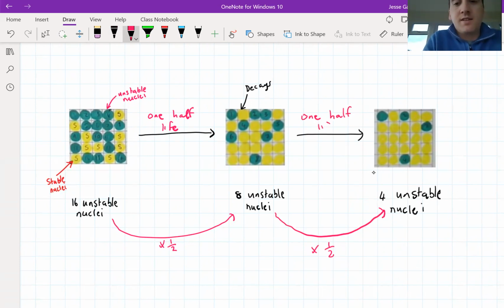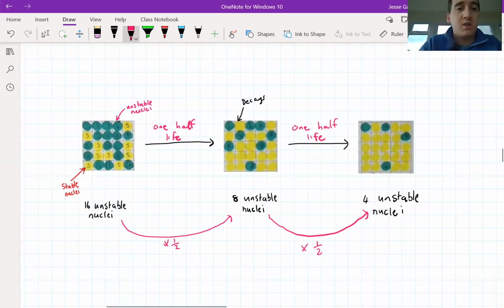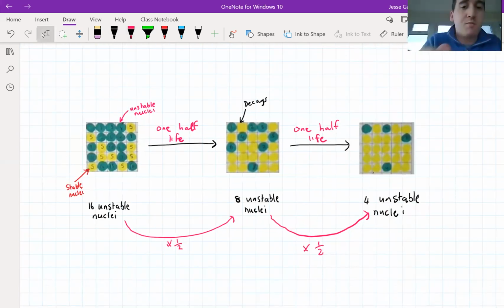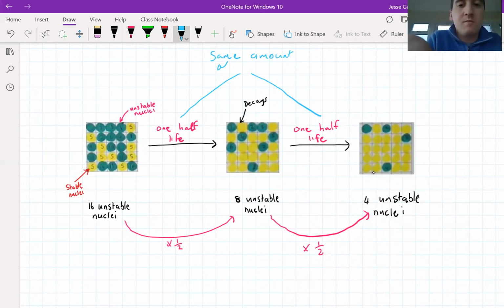Now, because this is the same sample, so it's got the same isotopes, it's the same element, we can be pretty sure that these two things are the same amount of time. Because it's pretty consistent, it's a pattern within a certain element.